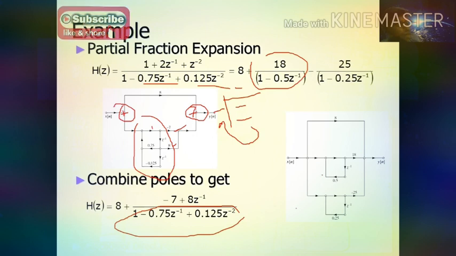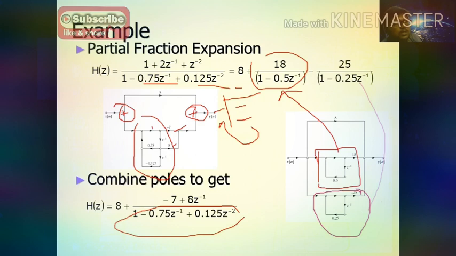This one accounts for realizing this structure. So H1 of Z is 1 divided by 1 minus 0.5 Z inverse. This portion is for H1 of Z. Next, this portion represents H2 of Z, this area. X of n is common for all three functions. So finally, you can collect the output by using the adder element. So, Y of n.